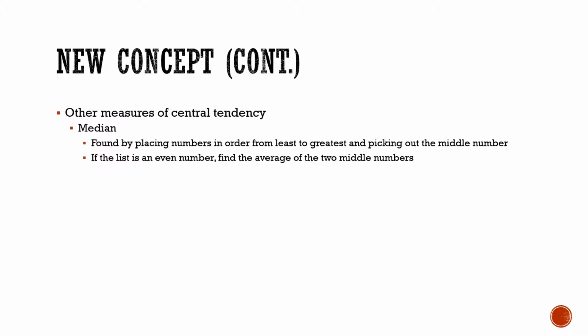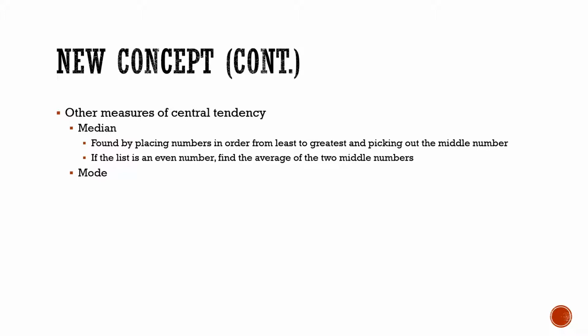If the list has an even number of numbers, say there are 8 numbers in the list, you have to take the 2 middle numbers, because you're going to have 2 middle numbers if you have an even number in a list, and you find the average of the 2. So you just add them together and divide by 2.